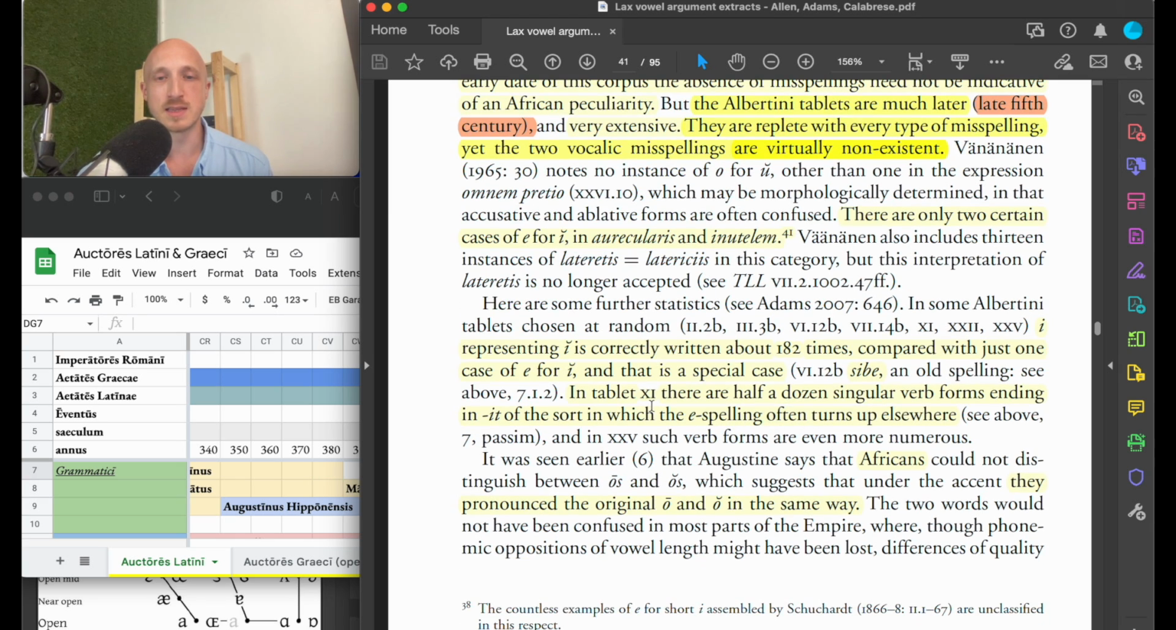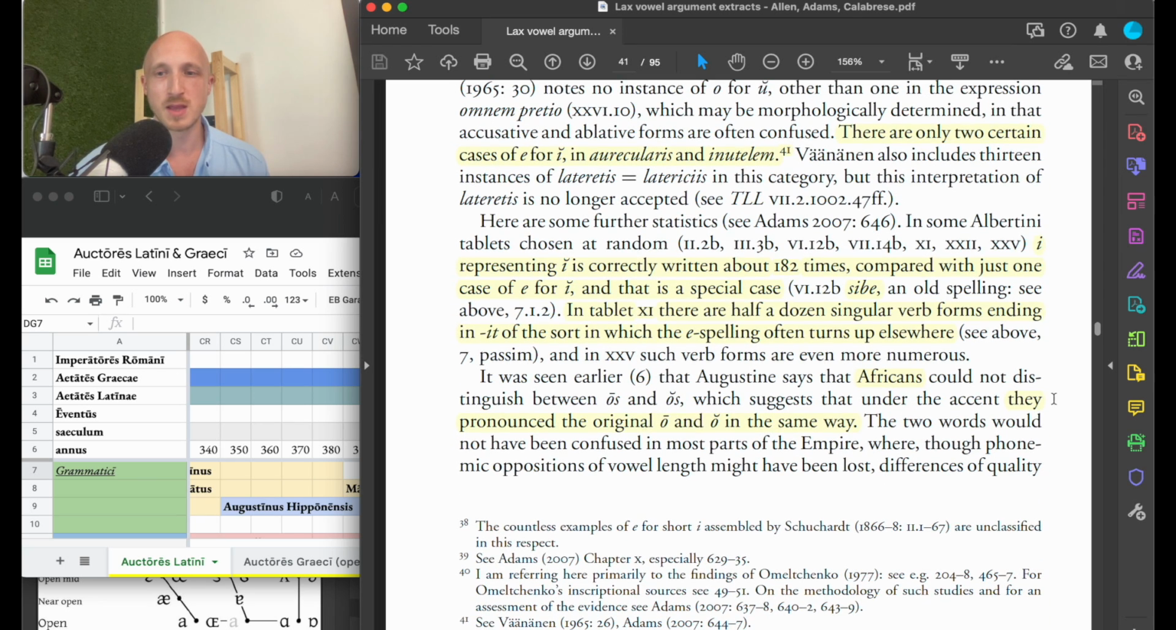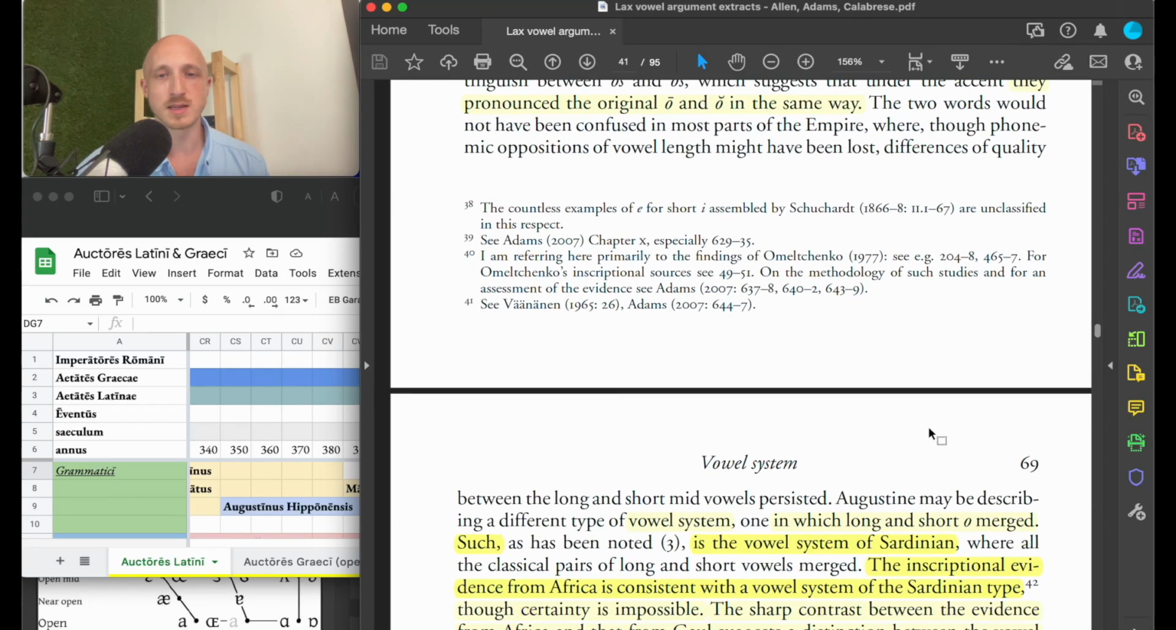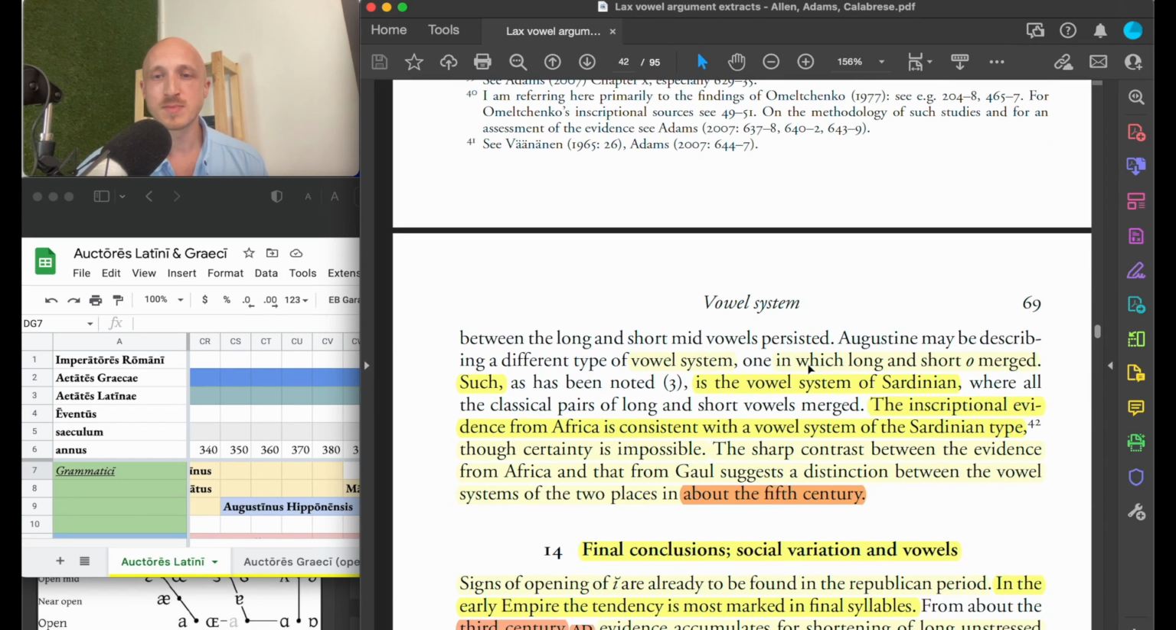In the tablet 11, there are half a dozen singular verb forms ending in it, of the sort in which the S spelling often turns up elsewhere. So, doesn't have that thing that happens even in Sardinian and in the Pompeiian inscriptions. Africans, they pronounce the original O as O, and their E as E. The vowel system that Augustine describes about the Africans, in which long and short O merged, as well as short E with long E. Such is the vowel system of Sardinian.